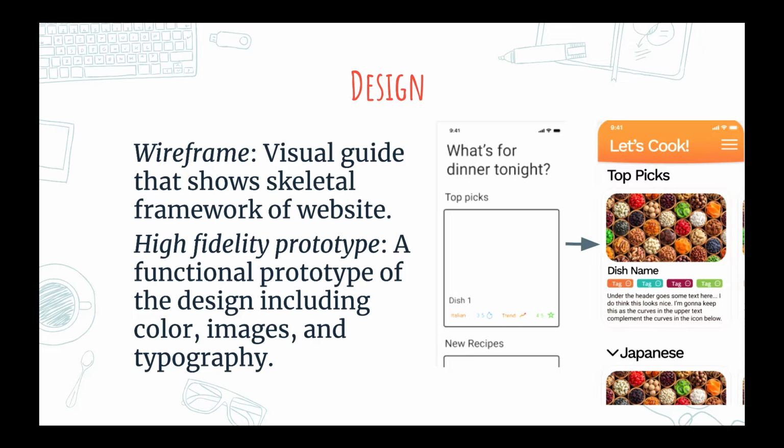The first step towards making our app is designing our app. We start with designing a wireframe. A wireframe is just a simple visual guide that shows the skeleton of the framework of our website. This will allow us to see the elements that we need and want, and let us reposition things before we start designing. After we have a functional wireframe, we'd want to switch to a high-fidelity prototype.